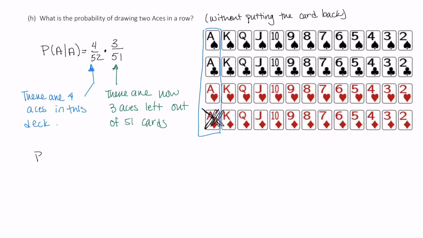All right, so the probability of A given A is equal to 4 over 52 times 3 over 51. And this is 12 over 2,652. That is 1 divided by 221 as a reduced fraction. And as a decimal, we end up with 0.0045.